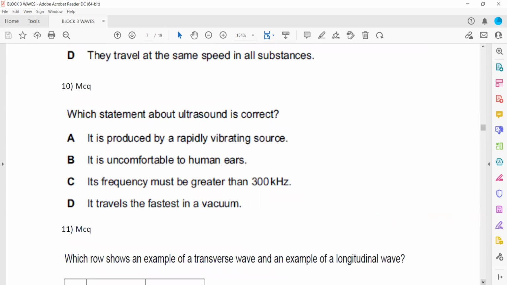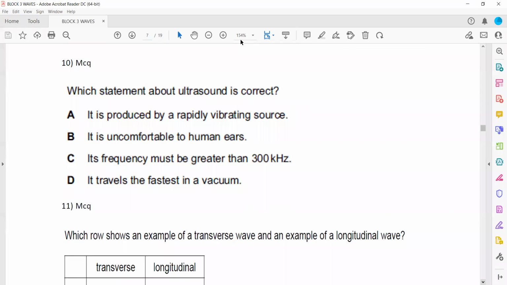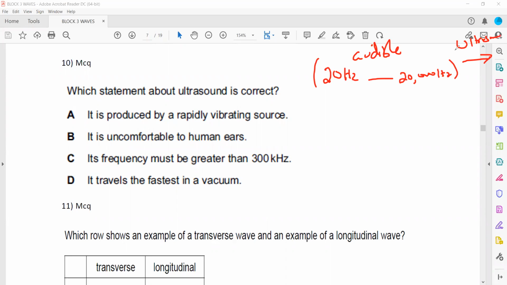In question 10, which statement is about ultrasound? The audible range for a normal human ear is from 20 hertz to 20,000 hertz or 20 kilohertz. So this is the audible range. Audible range means this is the sound which we can detect. So any sound above 20,000 hertz is called ultrasound, and our ear cannot detect this ultrasound. So ultrasound means a sound with a high frequency.